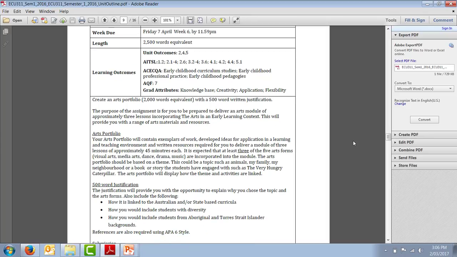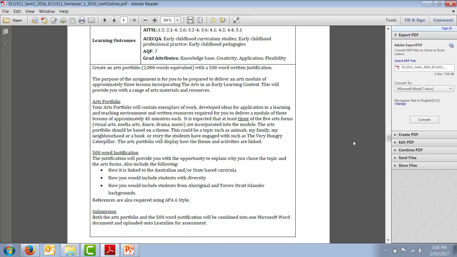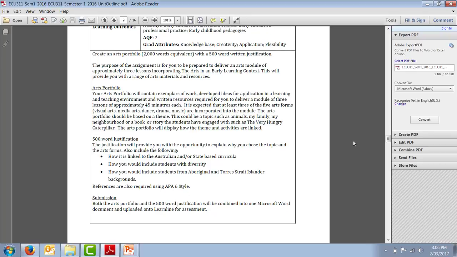You need to then do a 500-word justification. The justification will provide you with the opportunity to explain why you chose that topic, so what the importance and meaning of that is for you. It's really valuable that you choose a theme that has a meaning to you, and why you chose those art forms. In this area is where you will include how it's linked to the Australian curriculum, how you would include students with diversity, and how you would include students from Aboriginal and Torres Strait Islander backgrounds, and that's what I spoke about.